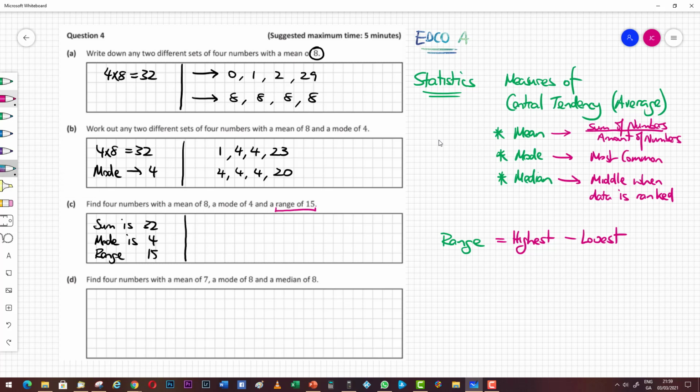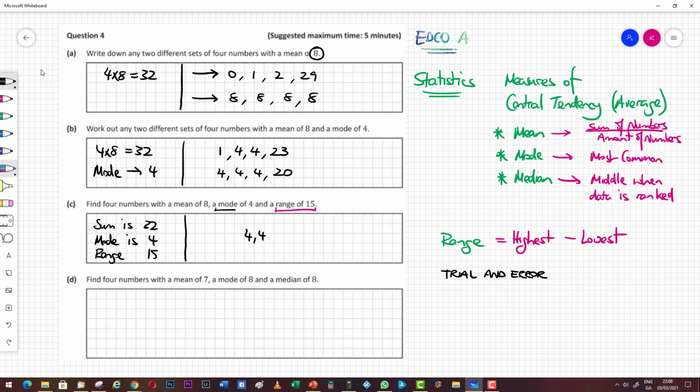So this is a little trickier. A question like this sometimes involves what's called trial and error. So we might try something and see if it works. If it doesn't work, we can go and try something else. So for example, when I did this question originally, I tried 4 and 4 as the mode.